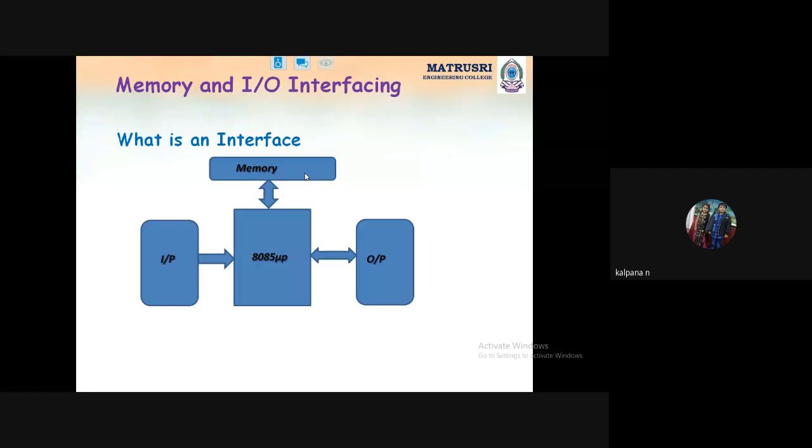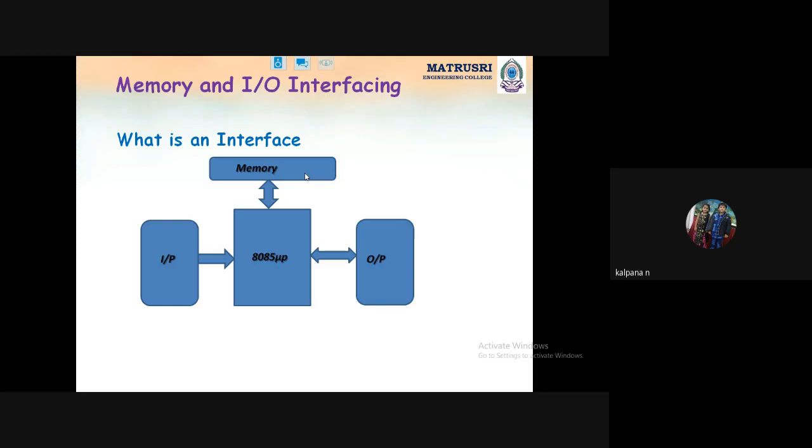In this unit, we are studying interfacing. First we will interface memory, meaning how to connect the memory to the processor. Next, IO devices, input and output devices: how to interface them. After that, some applications and some extra devices we are connecting. So the third unit is completely about the interfacing of 8085.